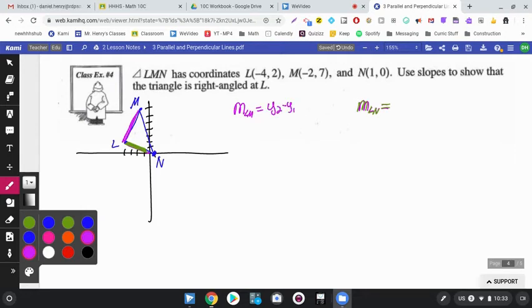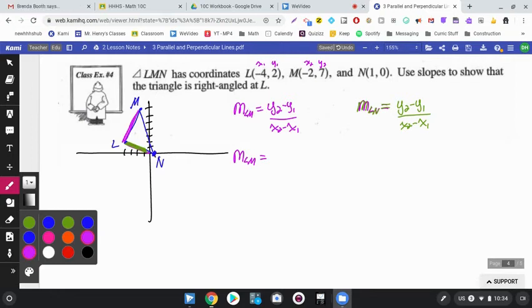y2 minus y1 over x2 minus x1, and I'm going to work downwards. For the other one, y2 minus y1 over x2 minus x1. And here's where labeling your points is going to be really, really important, and where for me using different colors helps. So for the first one, I'm using L and M. So L, that's x1, y1. M, that's x2, y2. Those are the 2 points. I'm not even referencing N right now. I'm just using L and M.